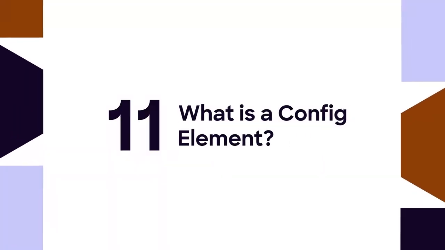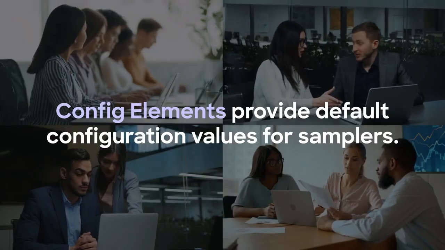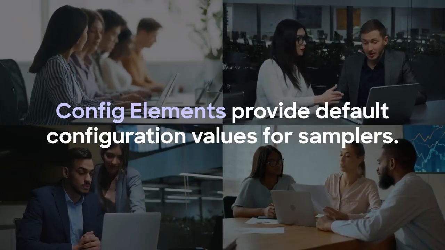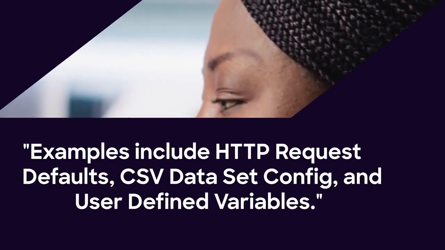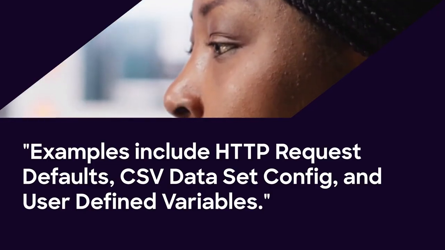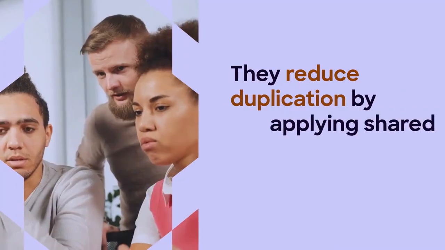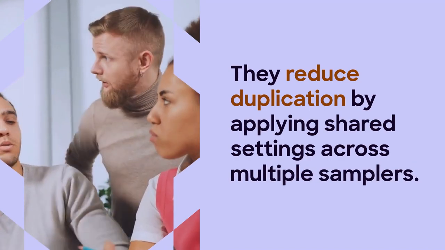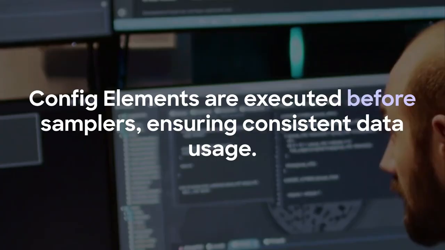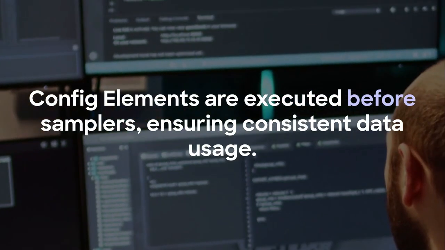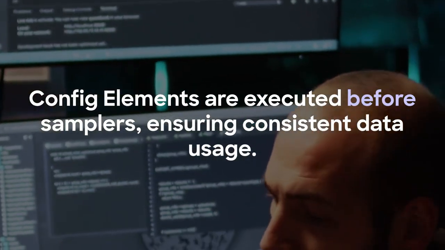11. What is a config element? Config elements provide default configuration values for samplers. Examples include HTTP request defaults, CSV data set config, and user-defined variables. They reduce duplication by applying shared settings across multiple samplers. Config elements are executed before samplers, ensuring consistent data usage.